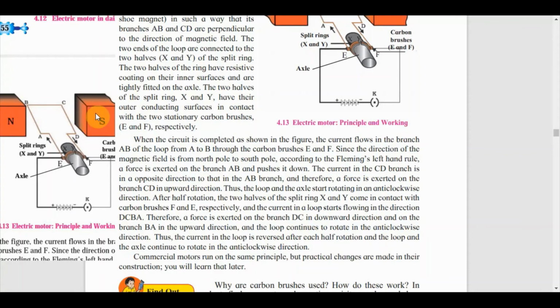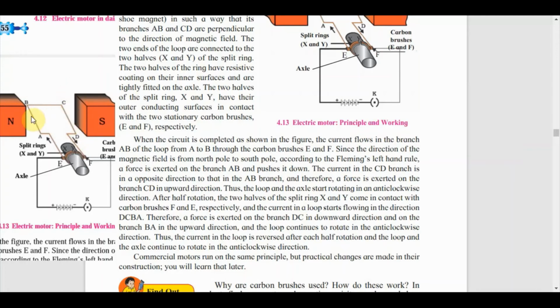Clear? Okay. Now when the current reaches point C, its direction reverses. When the direction reverses, it means current flows from C to D, and the magnetic field direction is from north to south. Then CD will experience a force in the upward direction. I'll repeat. When the current flows from C to D and the magnetic field is from north to south, the branch CD will experience a force in the opposite direction, that is, in the upward direction.